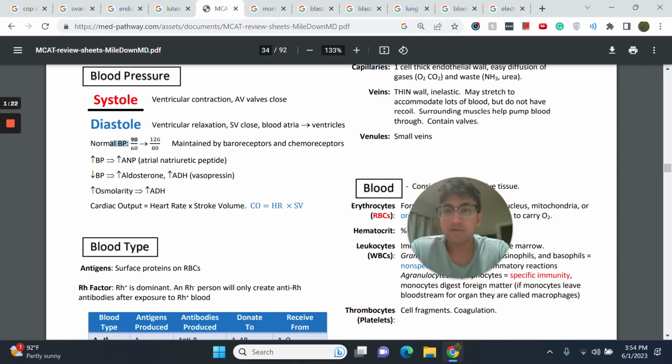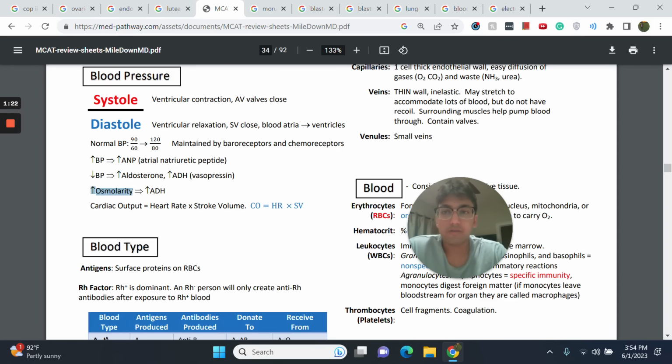Next, we have the normal blood pressure. And normal blood pressure is usually 120/80. When you increase the blood pressure, you increase this chemical called ANP, and that's responsible for decreasing the blood pressure. When you decrease the blood pressure, you increase this chemical called aldosterone, or ADH, which we already talked about. They're hormones, and that's kind of responsible for bringing the blood pressure back up.